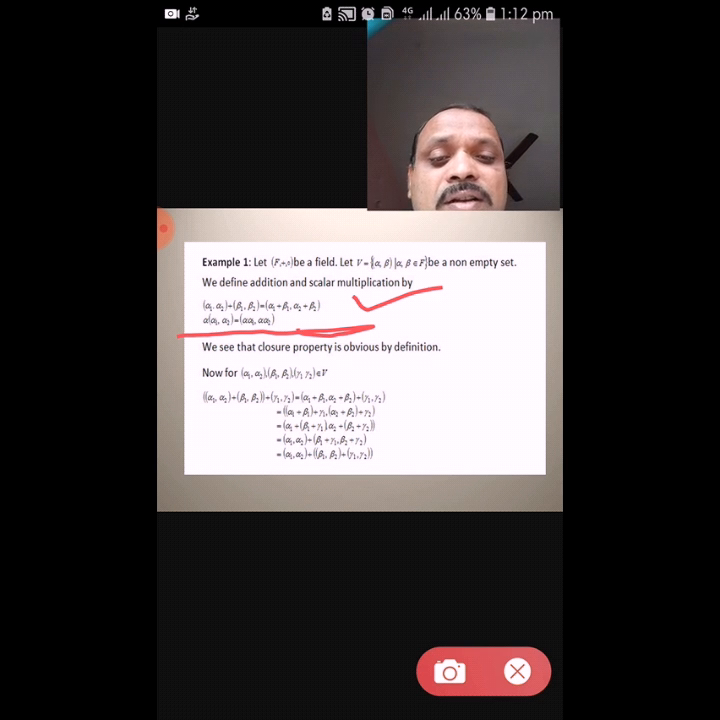And in the second, scalar multiplication, again we have an ordered pair of the type alpha, beta, so again it is a member of V. So obviously the first property, that is the closure property, is satisfied. Now consider alpha 1, alpha 2, beta 1, beta 2, gamma 1, gamma 2 members of V. Then we see that the associative property is satisfied.